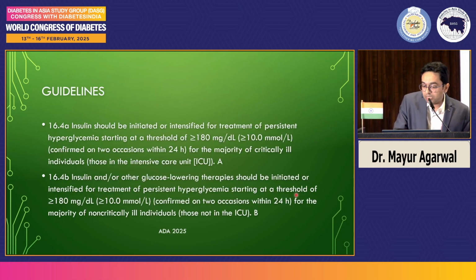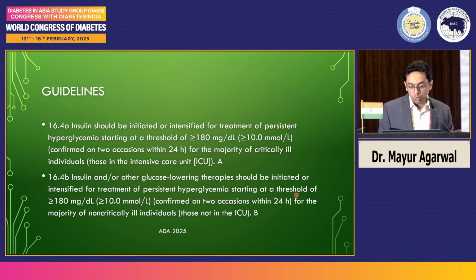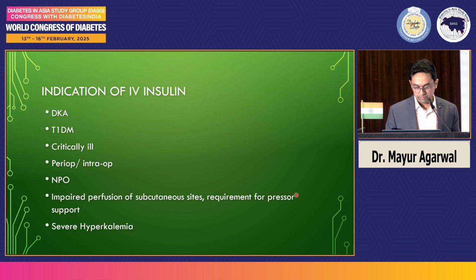So the guideline says whether you're talking about a critically ill or non-critically ill individual, if blood sugars are more than 180 on 2 occasions 24 hours apart, ideally you should be initiating insulin. That's a basic thing, but again it's a guideline. It is not a mandate that you should be doing this. So let us talk in more detail.